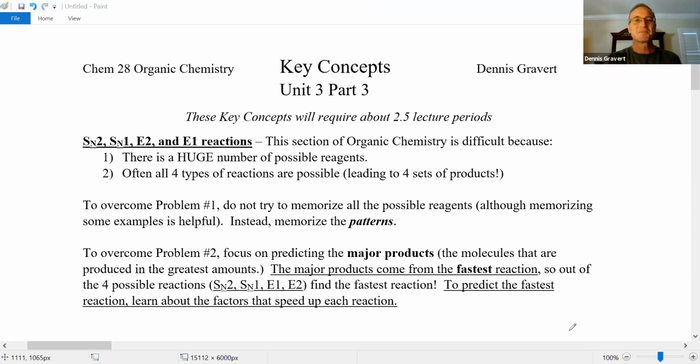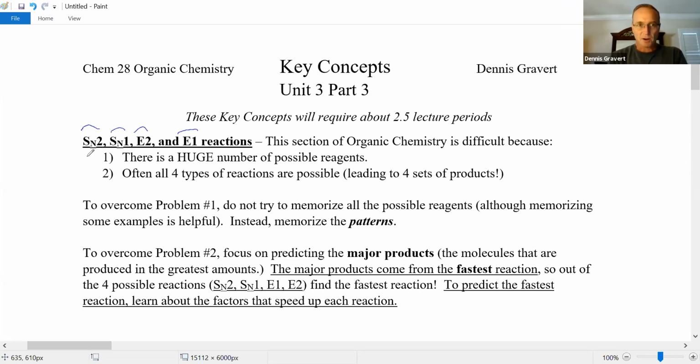So here we go. Why don't we do an overview, just to see where we're headed. We're going to end Unit 3 by discussing 4 different mechanisms, 4 classes of reactions, and unfortunately, they're very similar to each other. I actually have another video where I highlight the main differences between these 4 reactions, Sn2, Sn1, E2, and E1. So take a look at that.